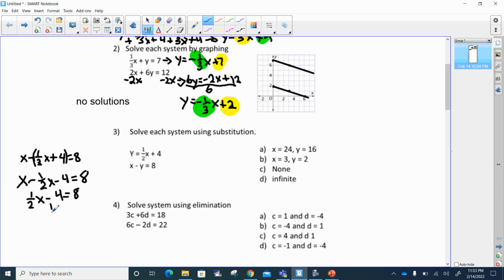Now I have to add 4 to this side, which means I'll add 4 to this side. That's going to change things a little bit. Now I have 1/2 x is equal to 12. And when I multiply 2 over 1 to everything, I have to multiply 2 over 1 to this side. And 12 times 2 is 24, so x has got to be 24.